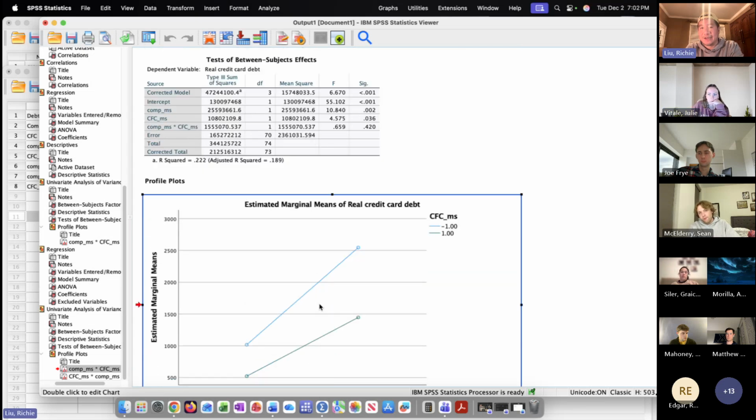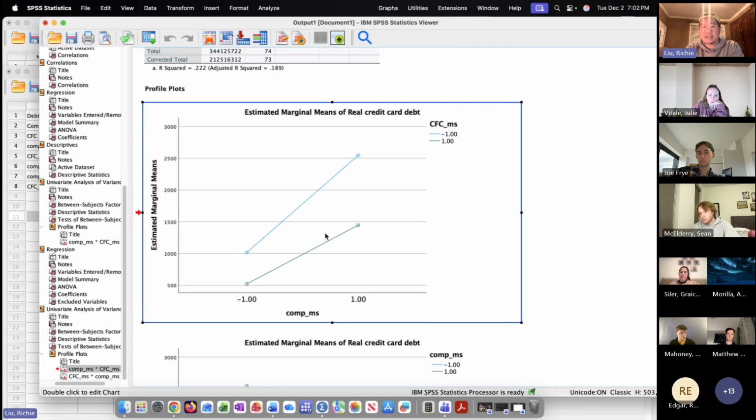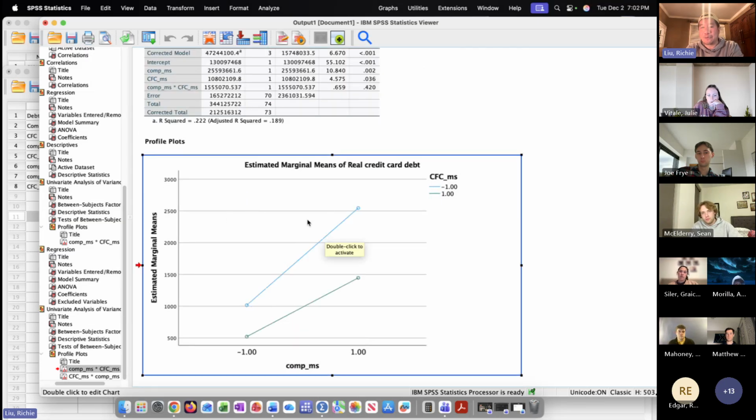Okay. And again, this was a little bit harder, it's not an easy story to tell. The homework problem, like I said, will probably have one slope that's flat and one that's, there's clear differences across the experimental conditions to interpret. Okay.